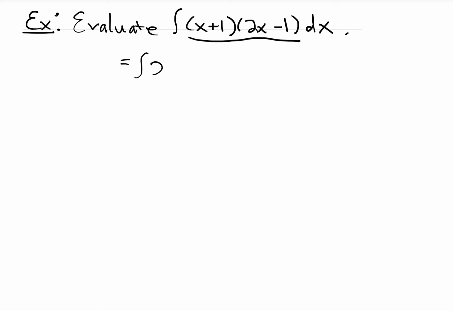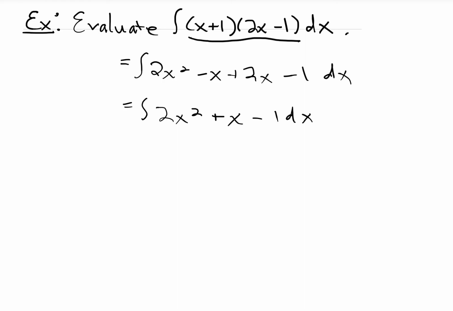If you actually FOIL this out, you get 2x squared for my first. My outer is minus x. My inner is plus 2x. And my last is minus 1. Here, I can stand to do one more line of simplification. If I clean up my like terms, I'm going to get a plus x in the middle. This is now something that doesn't have any products in it. So I can treat this like sums and differences and constant multiples and go ahead and carry on through and do my antiderivative rules. Right?